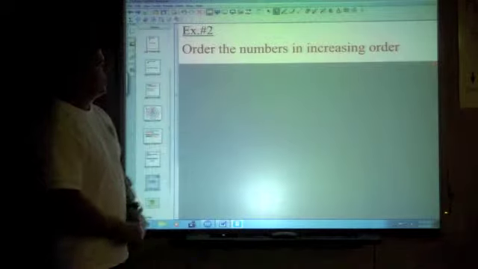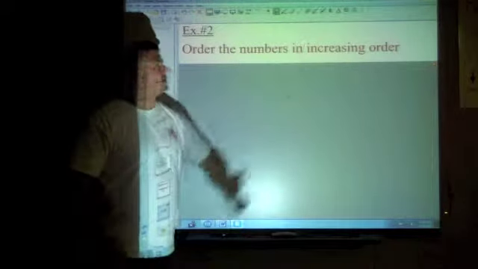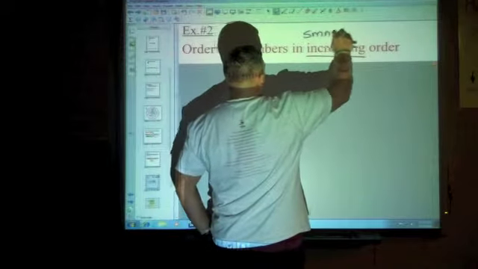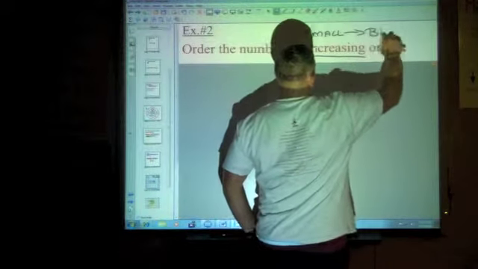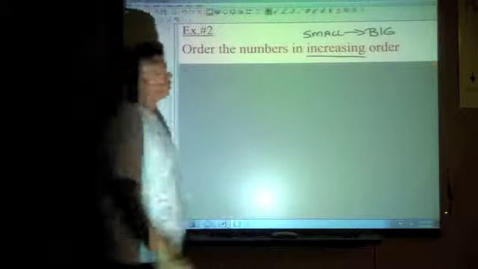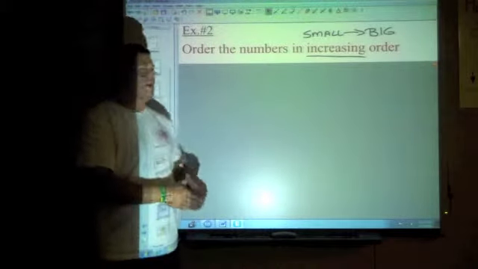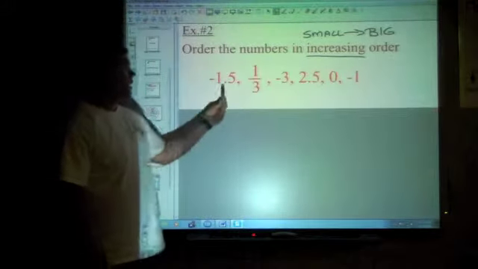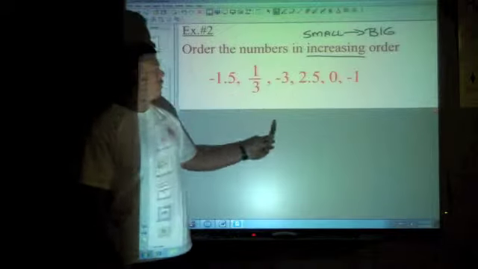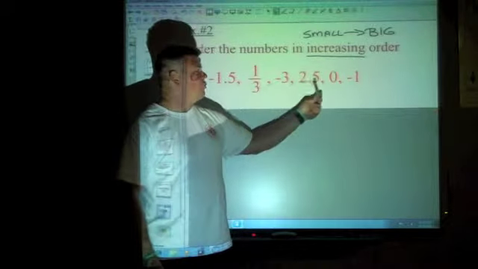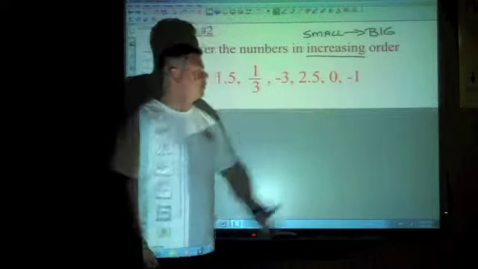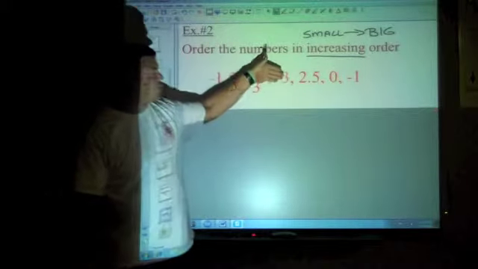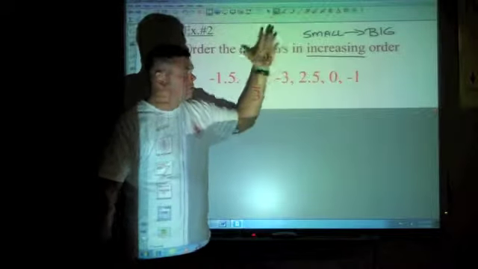Example number 2. Order the numbers in increasing order. Increasing means small to big. That's what it means for increasing. Start with the absolute smallest number you have and then figure out what's bigger. Now, here are the numbers: -1.5, the fraction 1/3, -3 is an integer, 2.5, 0, and -1. You've got a mixture of decimals, fractions, integers, natural and whole numbers. You've got everything you need here.